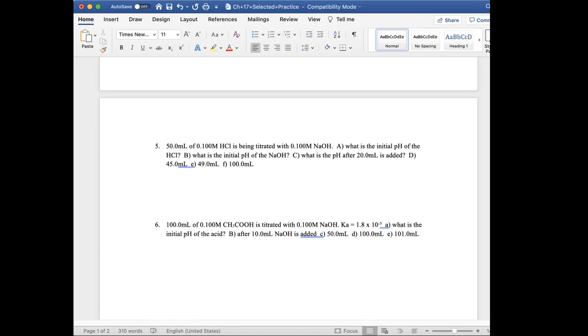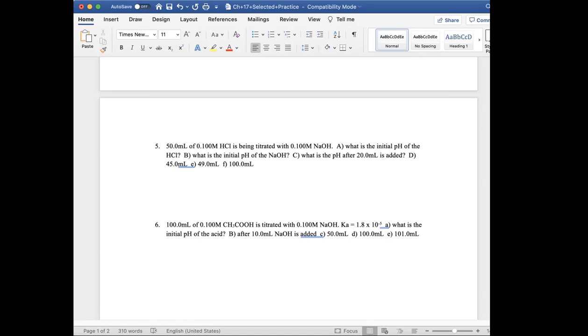And then take the square root of that to find x. I got 0.0013. So that's going to be equal to the H plus concentration, 1.3 E negative 3. So 3 minus log of 1.3, that will be your answer. That will be 2.8 or 2.9. So that's the initial pH of the acid.